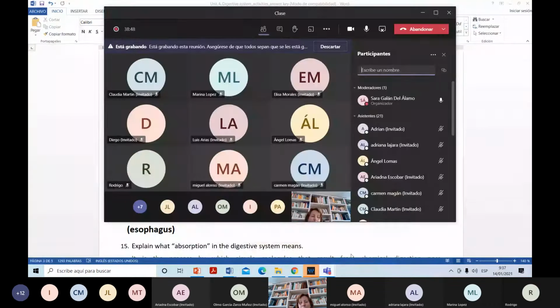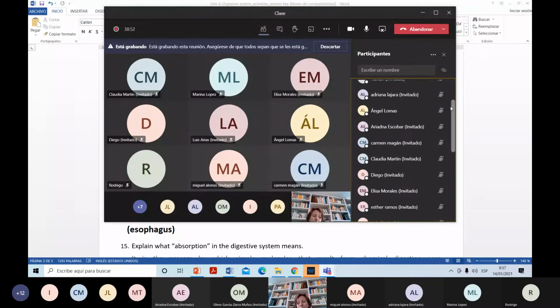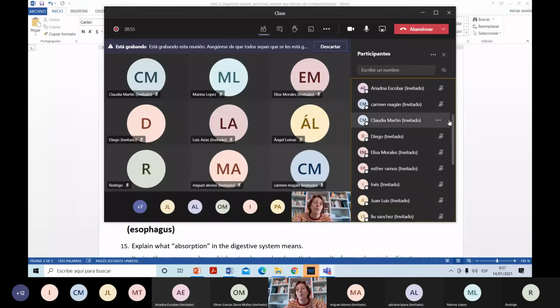When it arrives in the stomach, this food bolus will be mixed with one type of liquid. What's the name of the liquids that are produced in the stomach? Esther, what's the name of the liquid that is produced in the stomach?